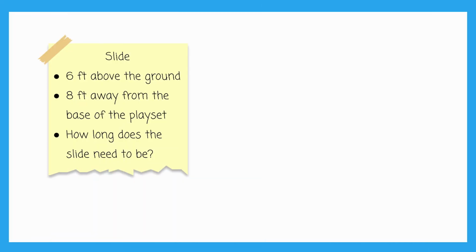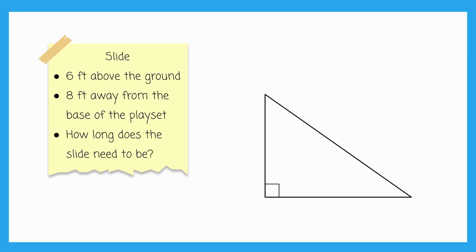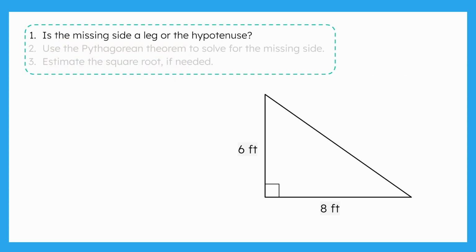Let's see how we're doing with the slide. Another sketch would be useful. We can draw a right triangle like this, where one leg represents the distance to the top of the slide, one leg represents the distance to the bottom of the slide, and the hypotenuse represents the slide itself.